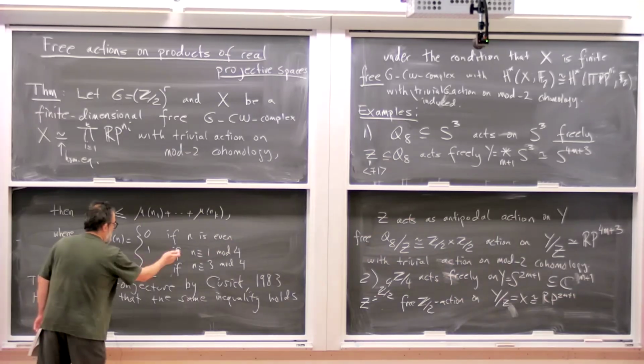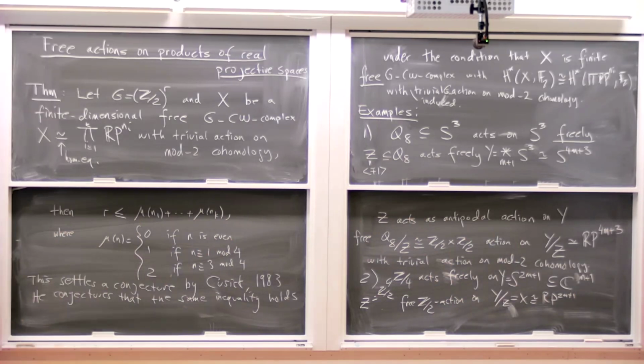So 1 is possible with 1, and 2 is only possible for the 4m plus 1. This shows that this upper bound is the best possible.